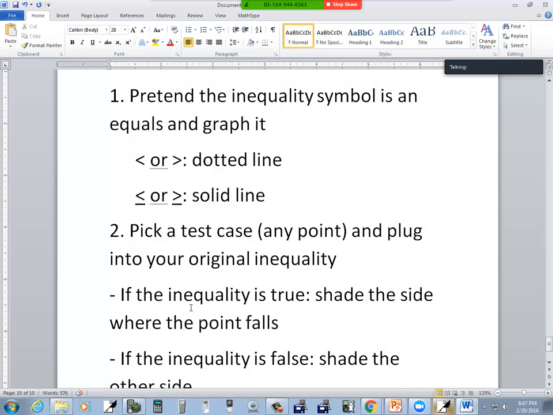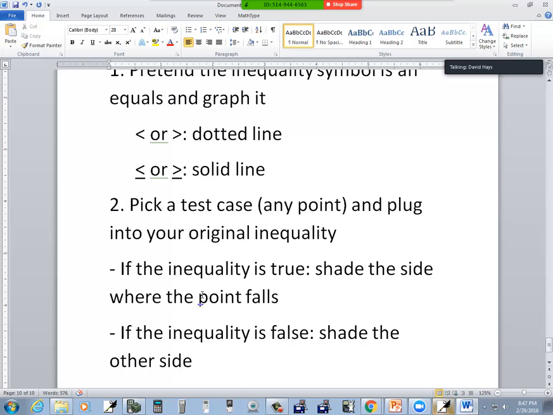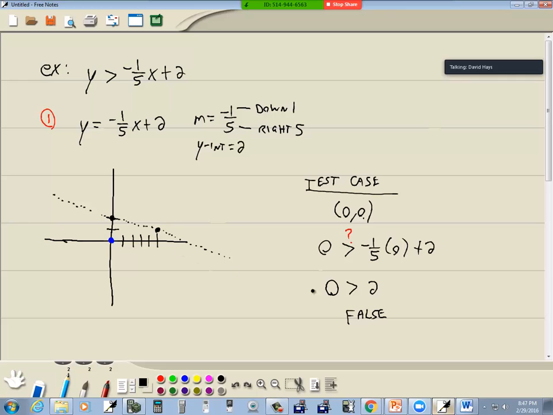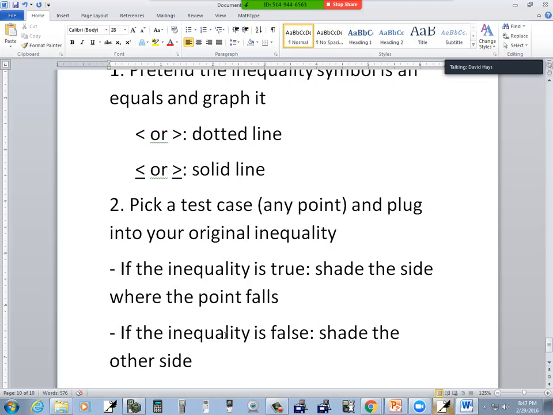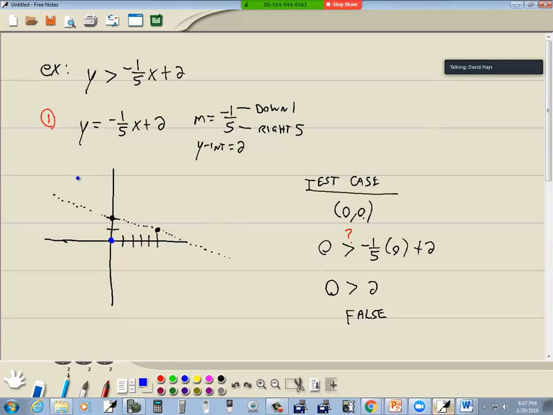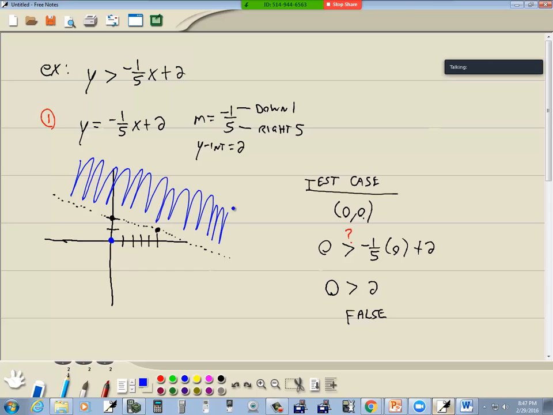Now, if the inequality is true, then you shade the side where the point falls. So if this came out as true, like if we had 5 is greater than 2, that'd be true, then we'd shade this side. But if the inequality is false, you shade the other side. So we would shade this over here. And that'd give us our answer.